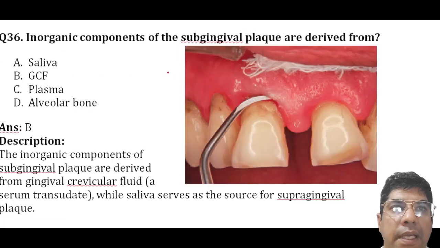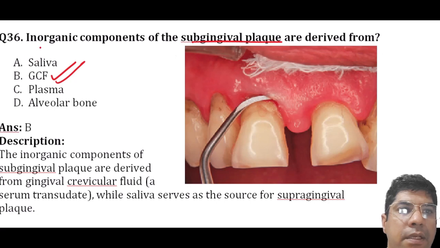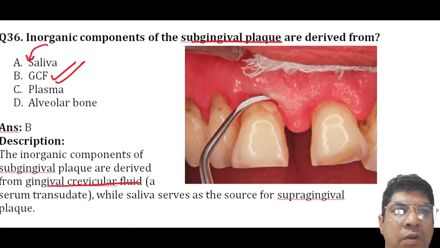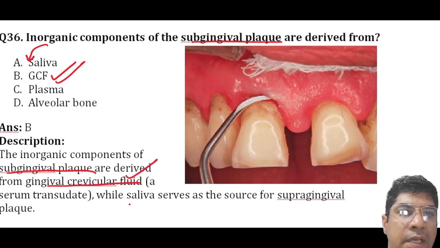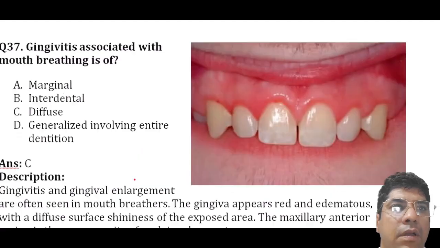The inorganic component of subgingival plaque is derived from the GCF, and for the supragingival plaque, then the answer would be A. So if the question states subgingival plaque, then the answer is GCF, and if they state saliva, then the source for the supragingival plaque is the saliva.